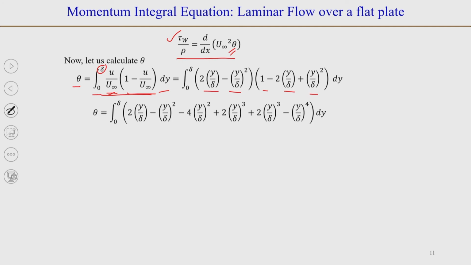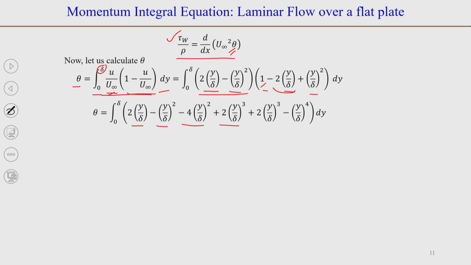So, we need to simplify it. We can multiply the terms. So, we can multiply this with 1 first. When you multiply 1 with it, you get 2 y by delta minus y squared by delta squared. Then you can multiply 2 y by delta with the negative sign in the first bracket. So, that will give you minus 4 y by delta squared plus 2 y by delta raised to the power 3.